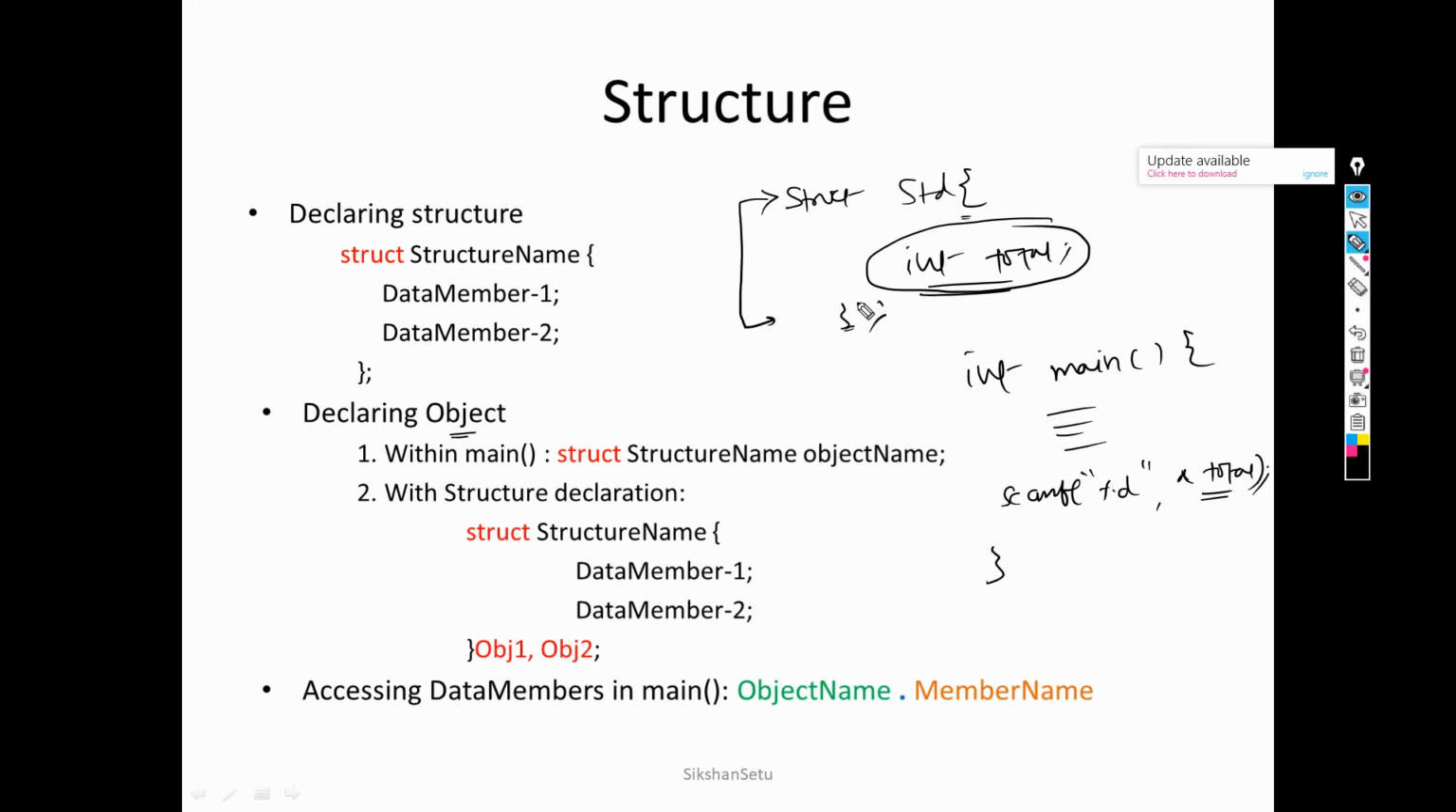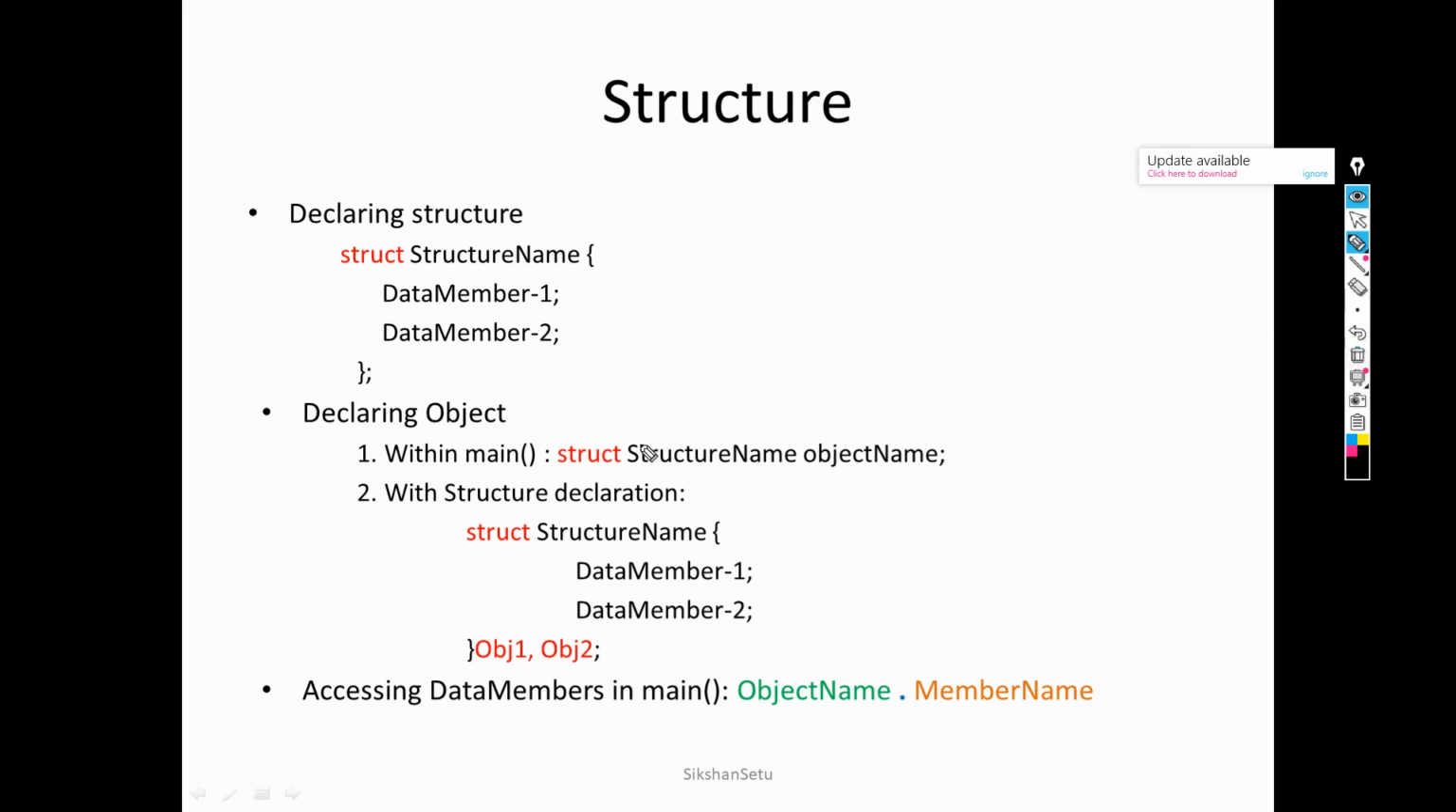So the problem is how we can access this total variable in the main method. To overcome this problem, or to increase the scope of a structure variable or the data member of the structure, what we need to do is create the object of the structure. It is a very important part: to access all the data members of a structure within the main function, you need to have an object with you.